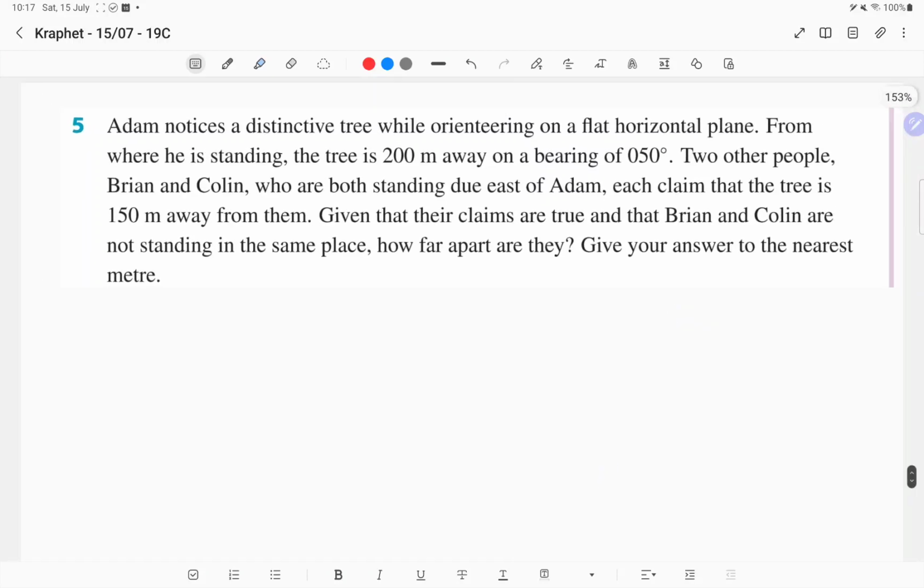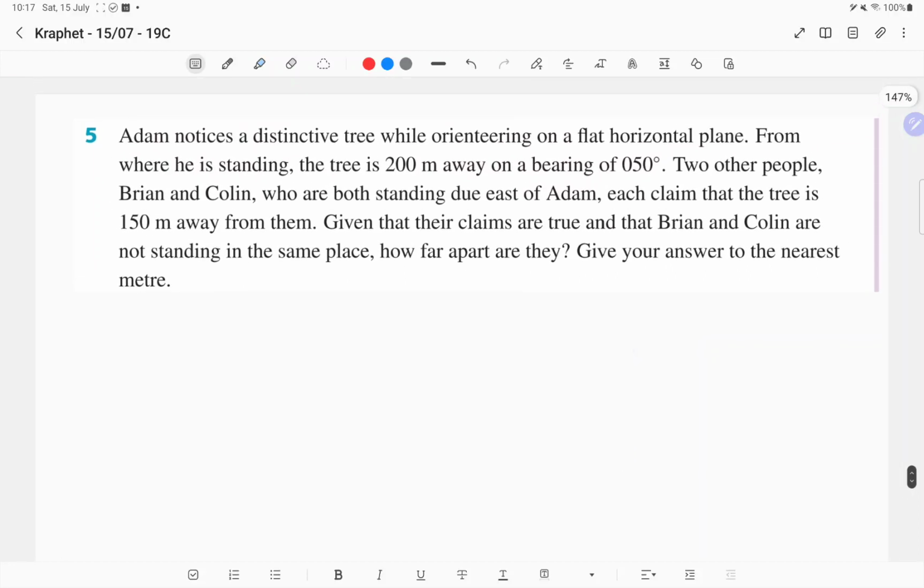So, where do we start? Angles of elevation, right? No. There's no elevation in here. Read again. He stands on a flat plane, looking towards a tree. Oh wait, this is bearings. This is the bearings one.